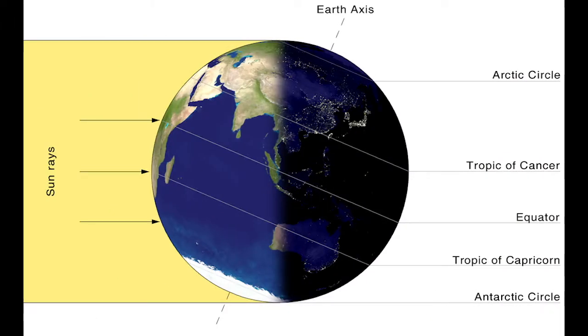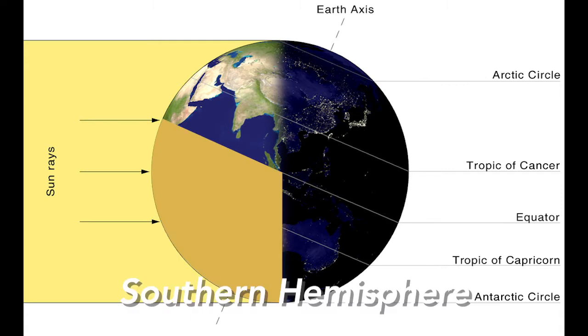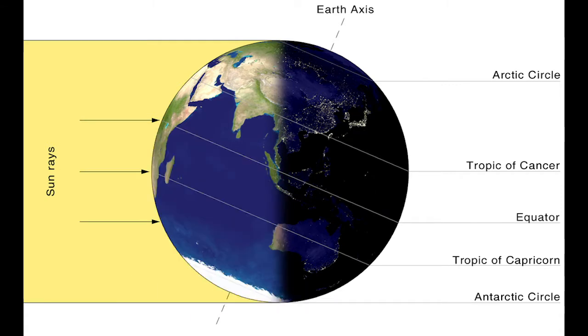In December, when the northern hemisphere is experiencing winter, the southern hemisphere, which is the lower half of the Earth, is experiencing summer. Notice that although the sunlight covers a smaller surface area in the northern hemisphere, it covers a larger area in the southern hemisphere.